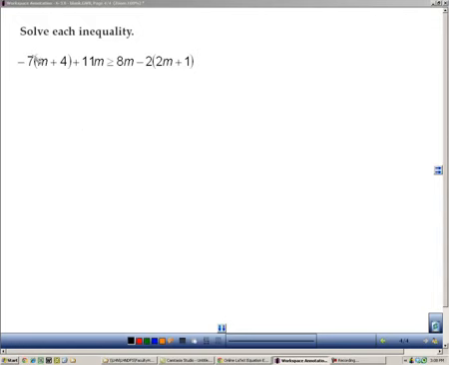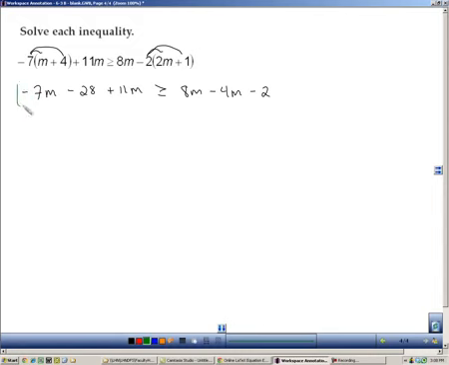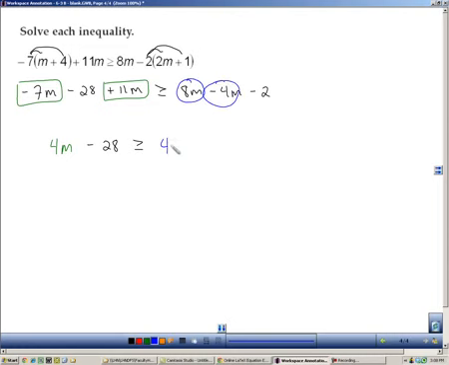Last example here for inequalities with the distributive property. Negative 7m minus 28 plus 11m. 8m, now we'll distribute a negative 2. Don't forget the negative sign. Minus 4m minus 2. Like terms that are already on the same side, negative 7 plus 11 is a 4m. Minus 28 is greater than or equal to, I see an 8m minus a 4m, which is a 4m minus 2. Perhaps you can already see coming that these are the same.